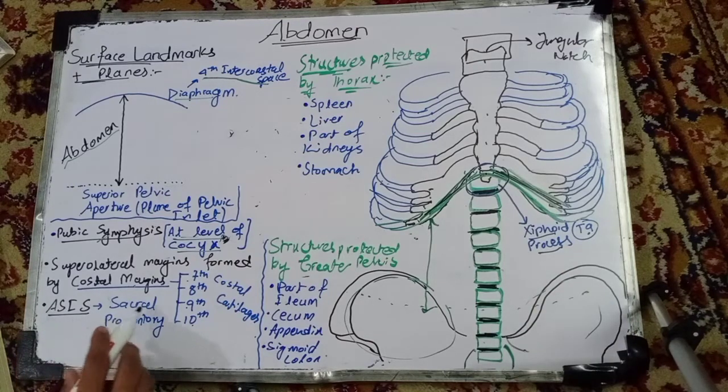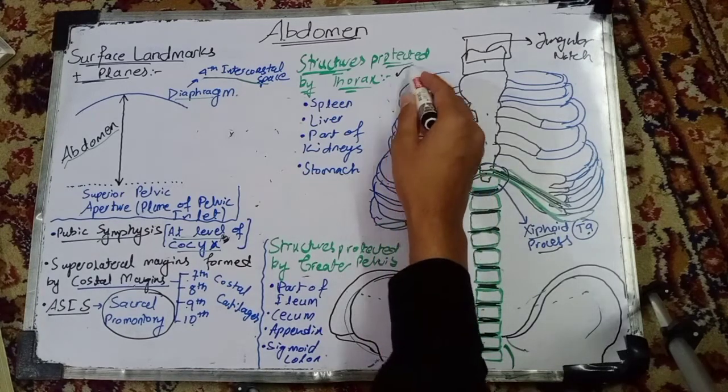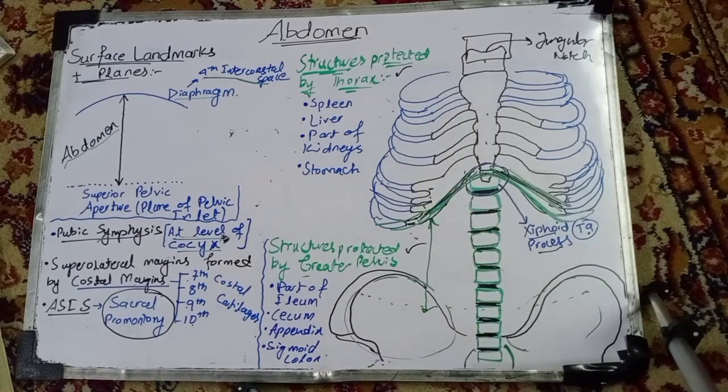Anterior superior iliac spine basically lies where? In line with the sacral promontory. So what is the sacral promontory? The sacral promontory is basically an anterior projection of the sacral bone, and it forms the posterior margin of the pelvic inlet. So basically here are a few structures that are protected by the thorax that you have to remember, and a few structures protected by the greater pelvis.